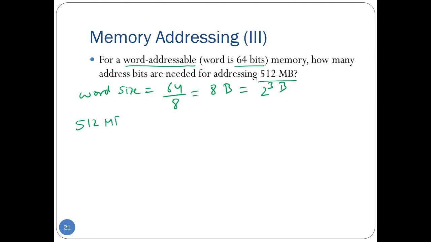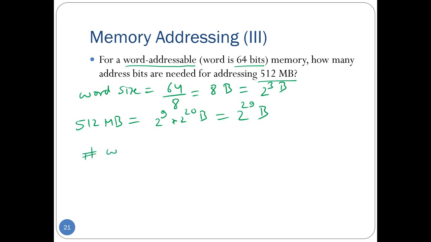512 megabytes would be 2 to the power 9 multiplied by 2 to the power 20 bytes, which is 2 to the power 29 bytes. Now, how many address bits are needed? To figure out how many address bits are needed, we first need to figure out how many words there would be in this total memory system.